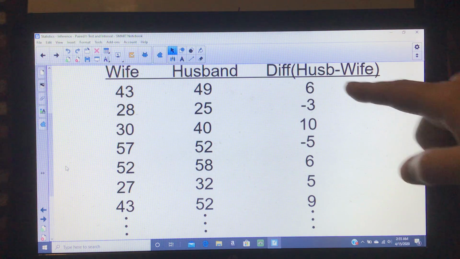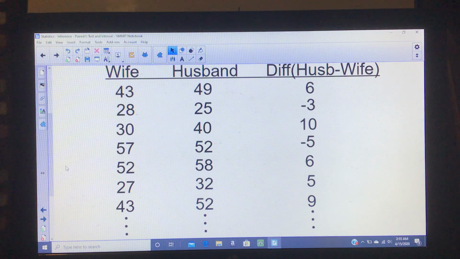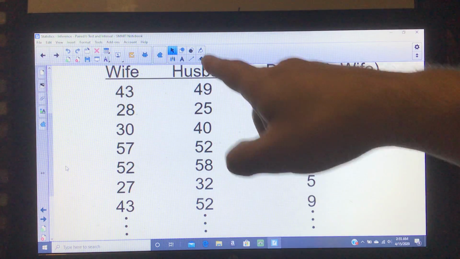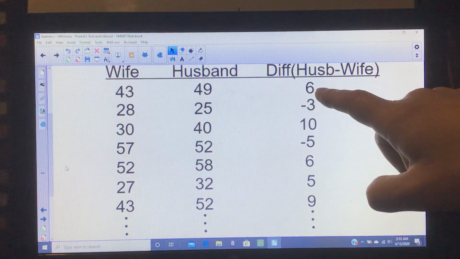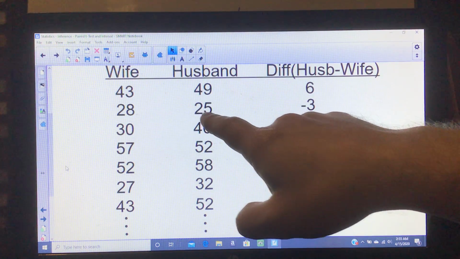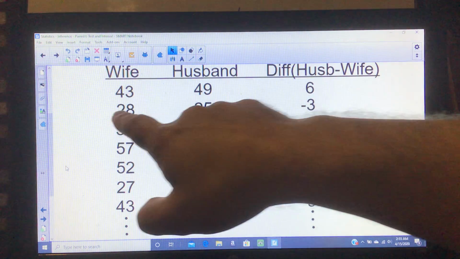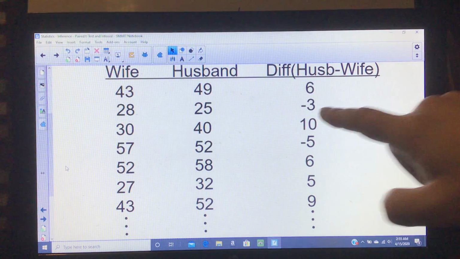Basically, since the intuition is we're thinking the husband is older than the wife, I decided to do my difference list as husband minus wife. So in this case, I took 49 minus 43, it's 6. Now here, since the husband's younger, the negatives just represent when the wife is actually older. So 25 minus 28 is negative 3. So the wife was 3 years older.